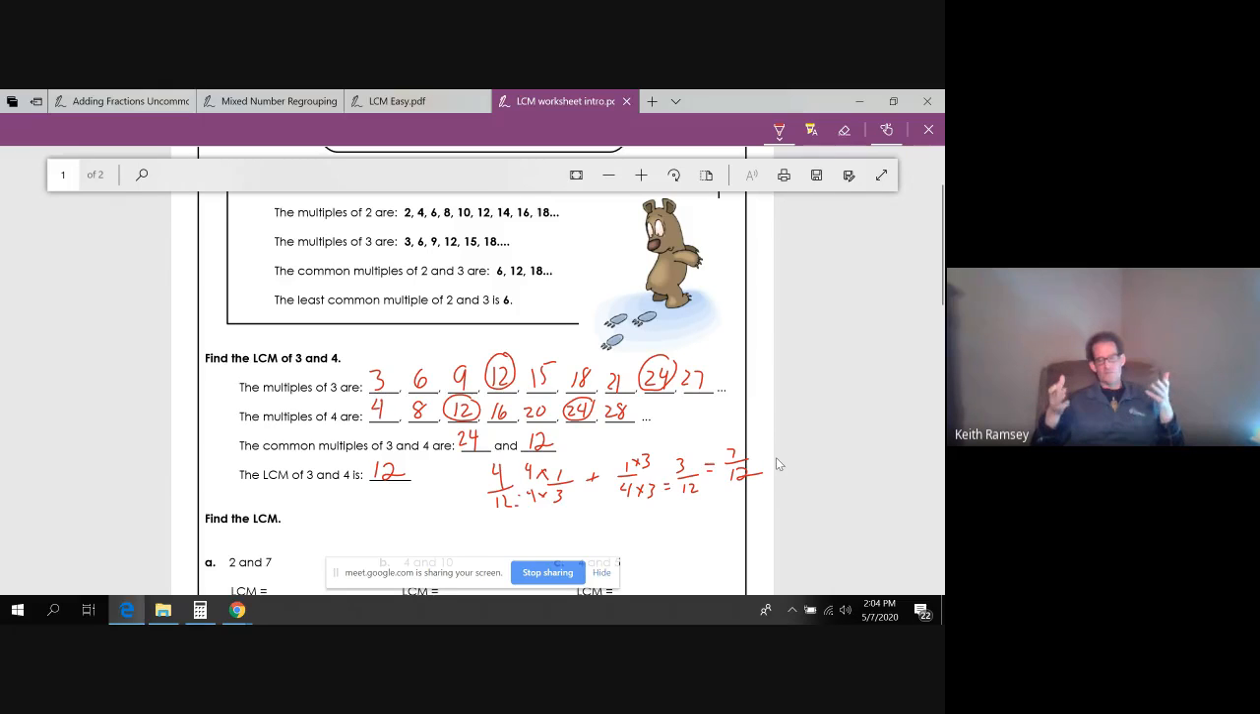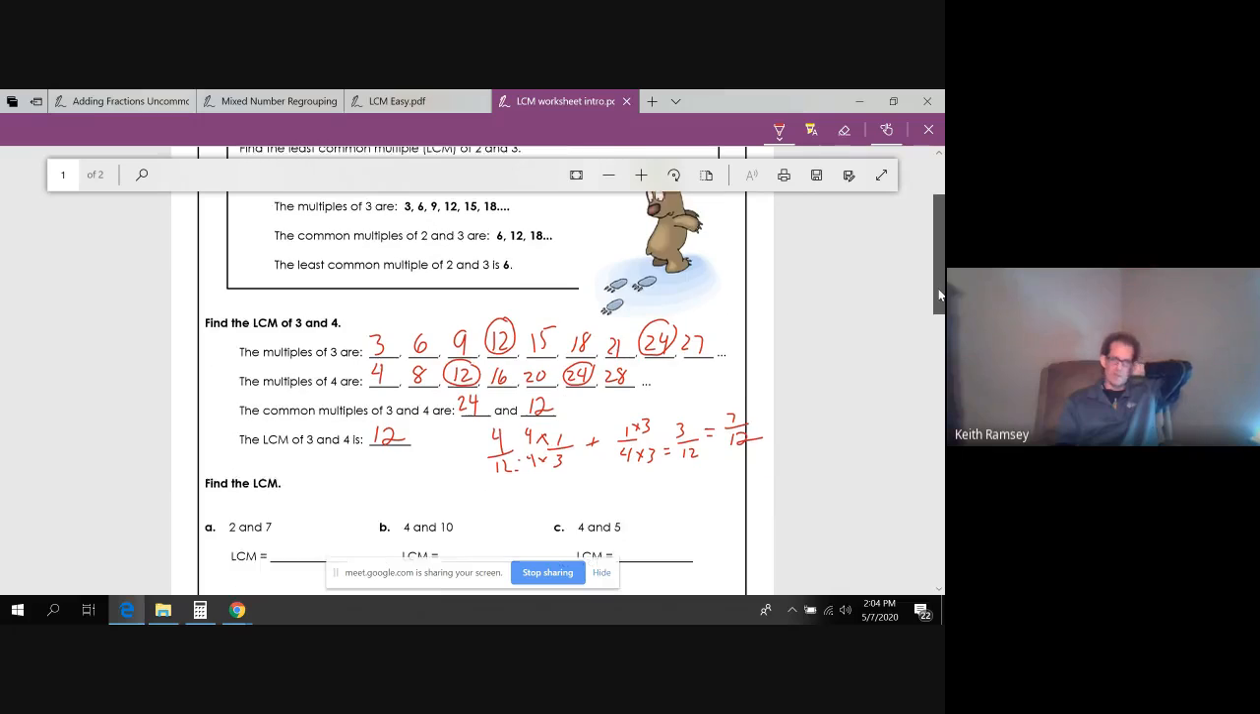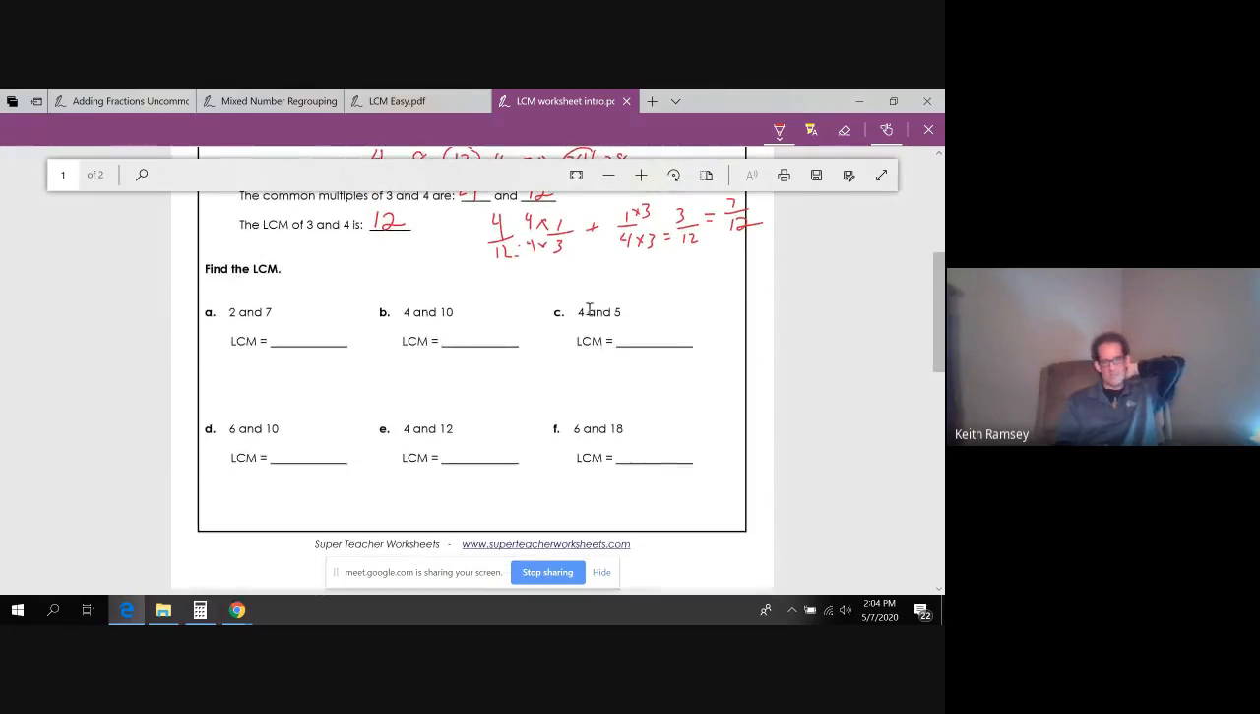The impetus for learning the least common multiple is so you can add and subtract fractions or mixed numbers that don't have common denominators. So let's look at this next one. I have the numbers 2 and 7.